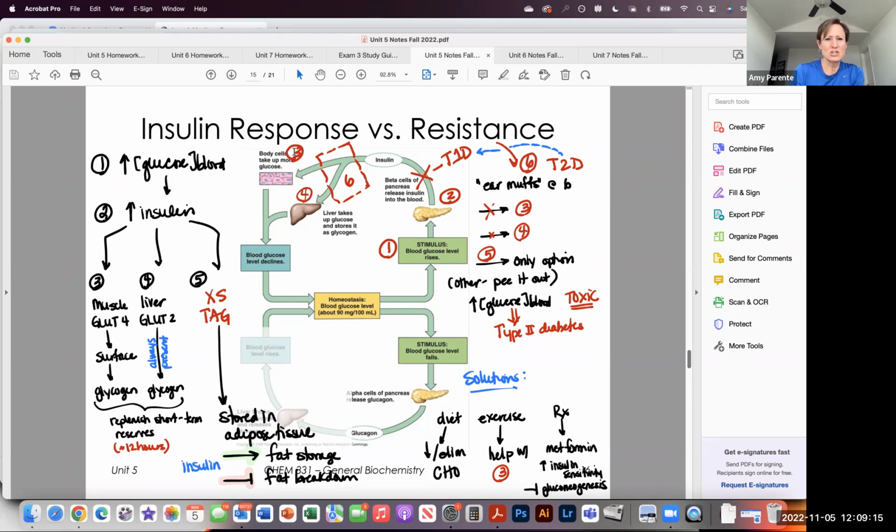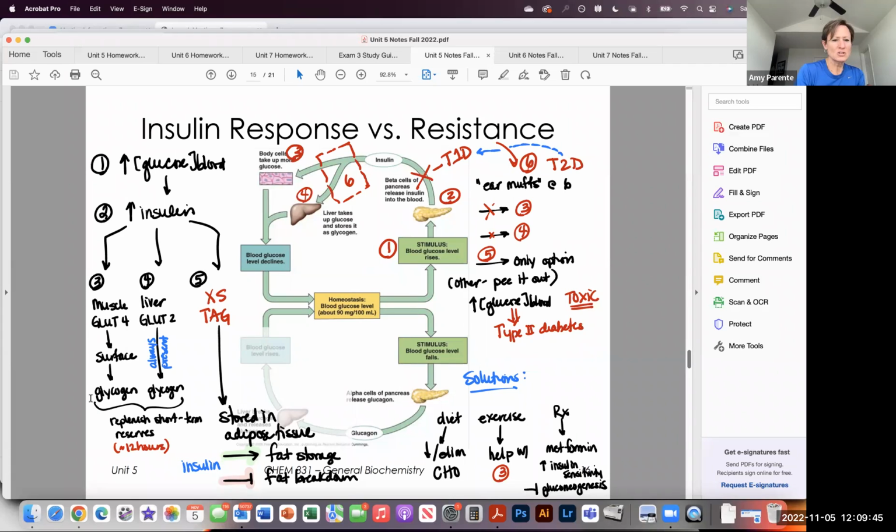So we've got these two spaces here. Muscle is going to be GLUT4, liver is going to be GLUT2. Both of those are going to help pull in blood sugar so that your blood sugar levels decline and you get back to glucose homeostasis, about 90 milligrams per deciliter of blood. Then we went on and explained, once this blood sugar level declines because you pulled it into these cells, what happens?